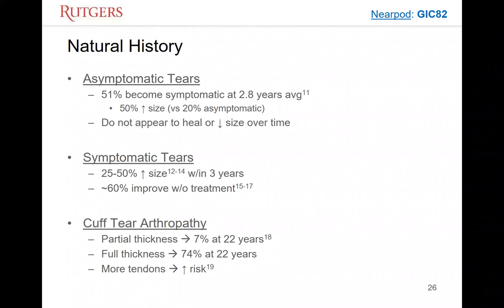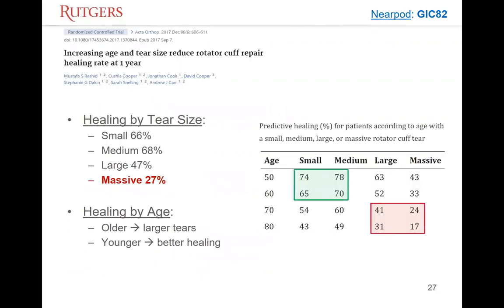And then on top of the short-term functional concerns is also the risk of development of cuff tear arthropathy in the long term, which has been shown to occur in up to 74% of full thickness tears with 2 decades of follow-up. And those patients have worse functional outcomes. Moreover, the more tendons that are involved in the tear, the faster the arthropathy progresses. Then, even if a cuff tear is repaired, healing rates are not particularly high.